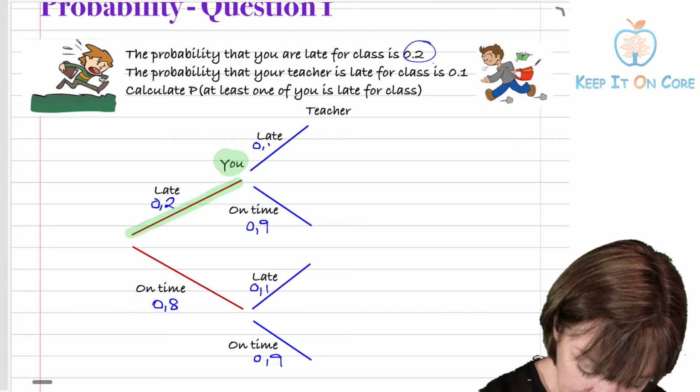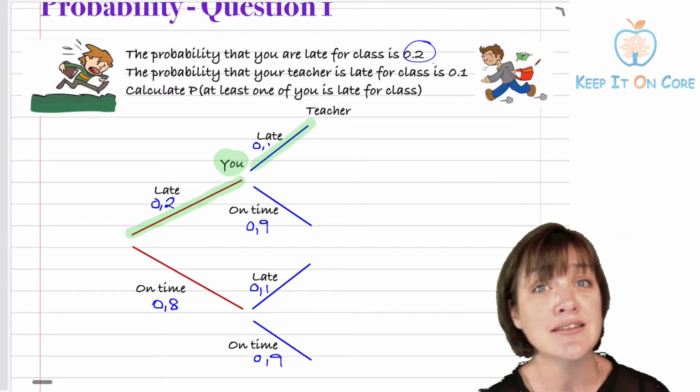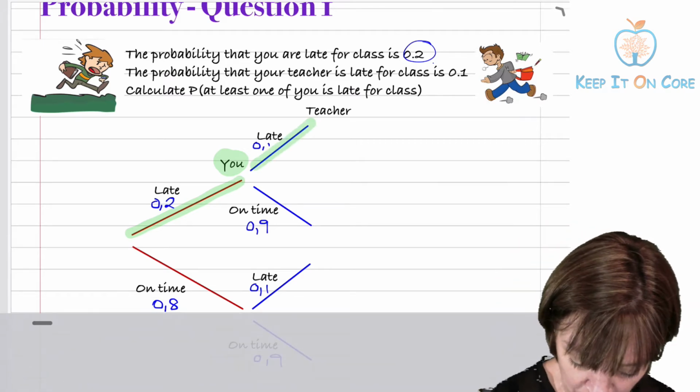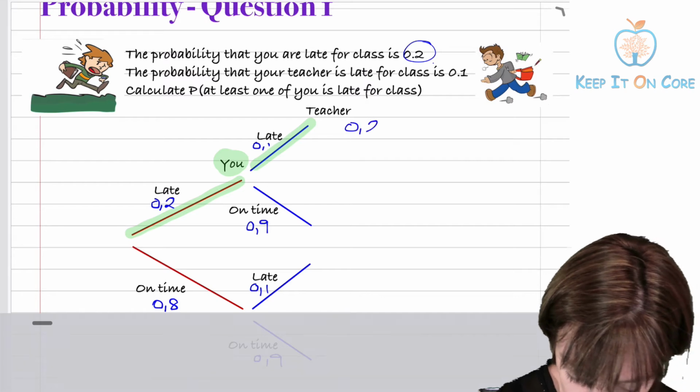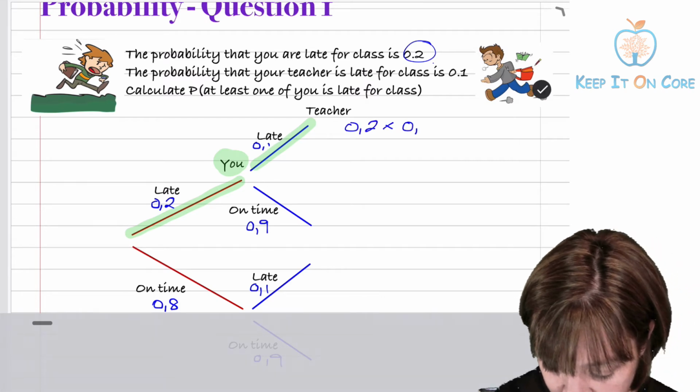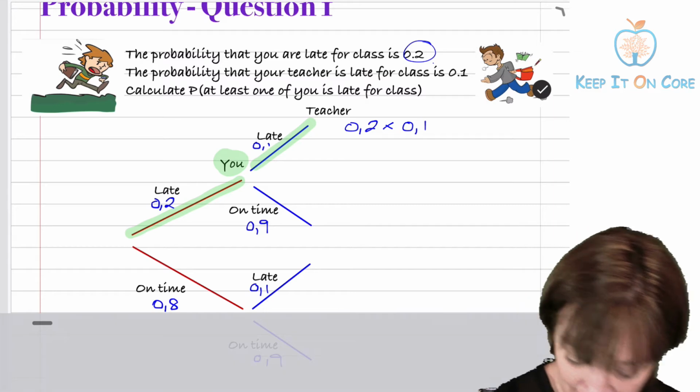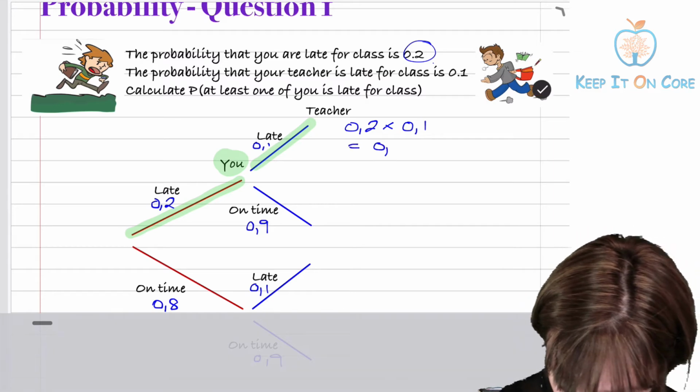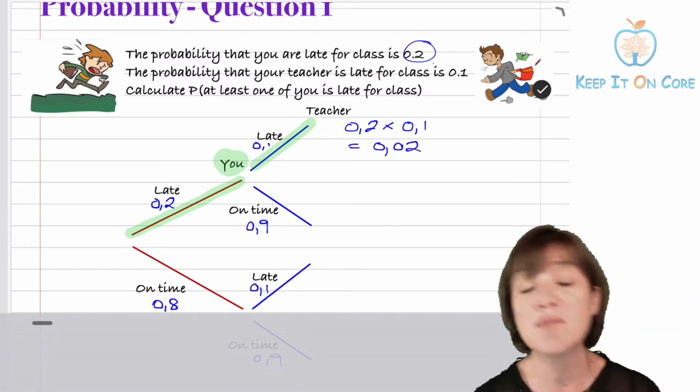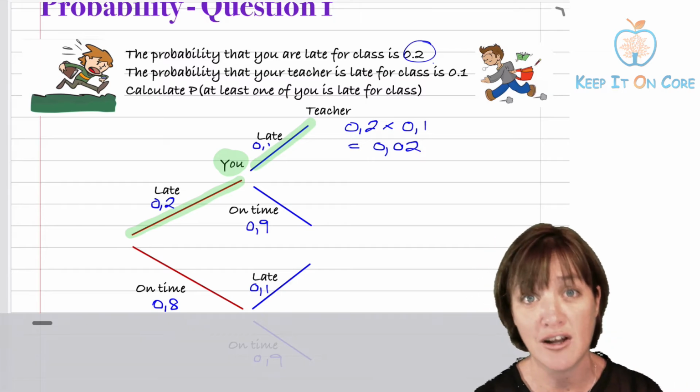What's the probability of you being late and your teacher being late? Well, this is how we work it out. We take 0.2 multiplied by 0.1, the answer to that giving us 0.02 probability that you are both late for class.